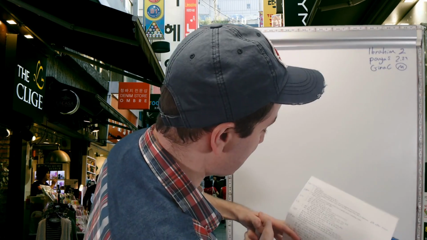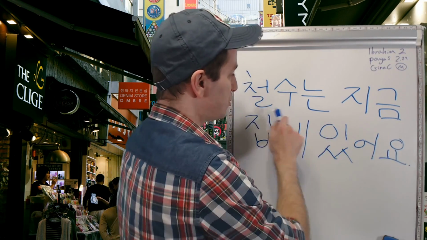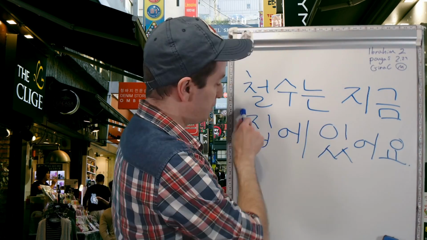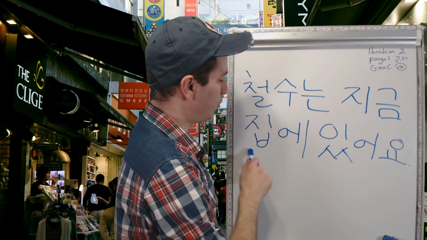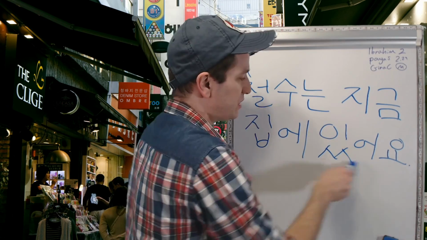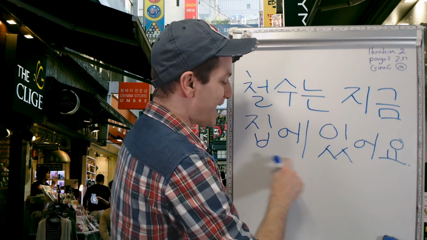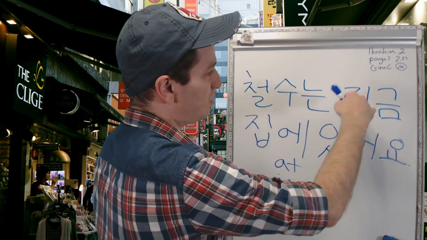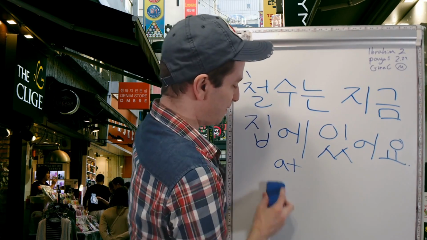Next example sentence. 철수는 지금 right now 집에 있어요. 철수는 지금 집에 있어요. 철수 is now 집에, location, home. So whatever we're going to be doing now, the location of that is home. 있어요, exists. He is right now at home. 철수는 지금 집에 있어요. 철수 now is at home. 철수 is home now.